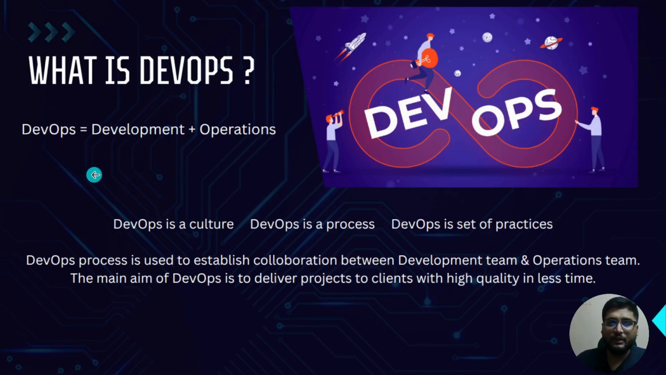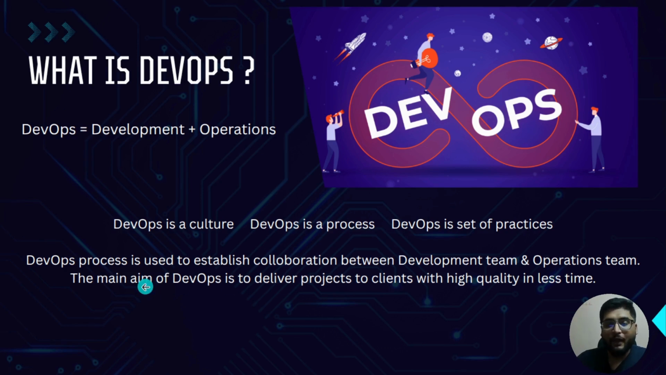DevOps is the combination of two terms, development plus operation. DevOps is a culture, DevOps is a process, DevOps is a set of practices. So DevOps is nothing but a methodology. It's not a particular technology or tool.